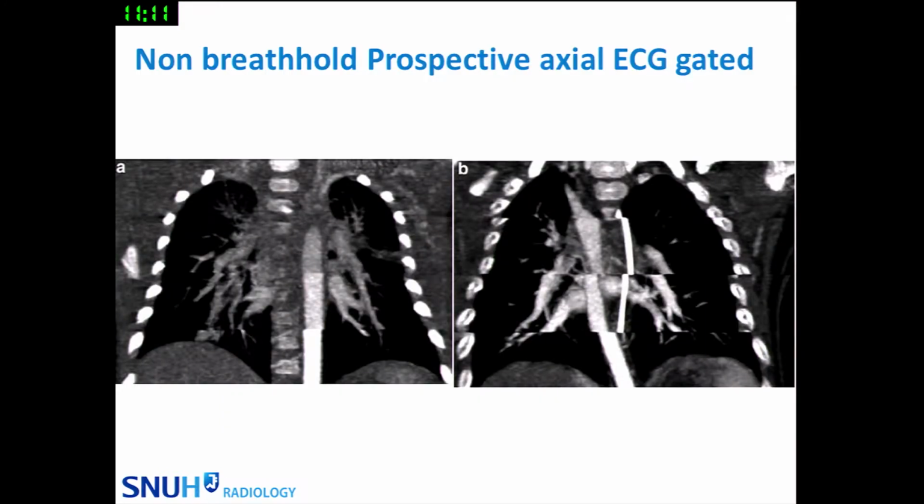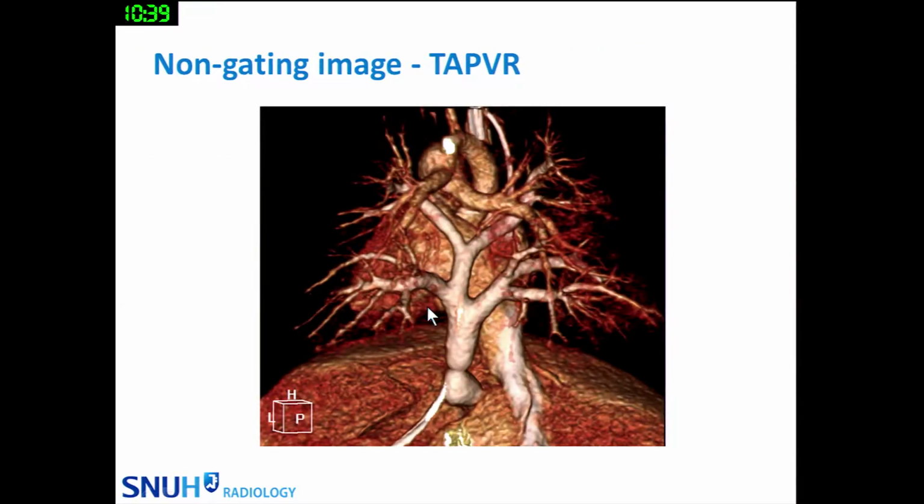The other problem with EKG gating is that if the patient cannot breathhold, there is significant stair-step artifact from the breathing. As you can see, there is slab-by-slab misregistration of the vessels or heart. Actually, this patient is moving a little bit, and this patient does not move, but you can see some difference in the contrast media enhancement and small misregistration between the slabs. So in some cases, non-gated CT is enough for the diagnosis.